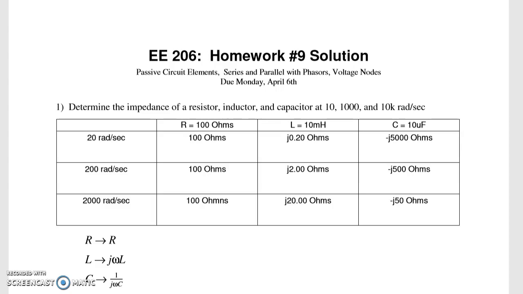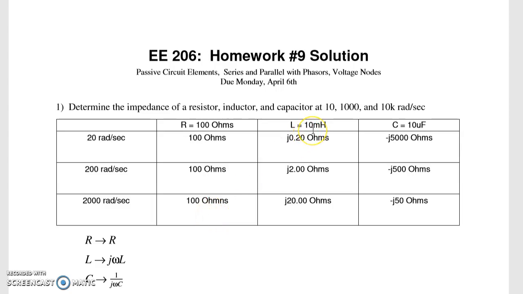This is the solution to homework set number 9 of EE206 Circuits 1. The first problem is, given a resistor, inductor, and capacitor, find the impedance at 3 different frequencies. Here's the trick: resistors don't change. At any frequency the resistance is still 100 ohms.